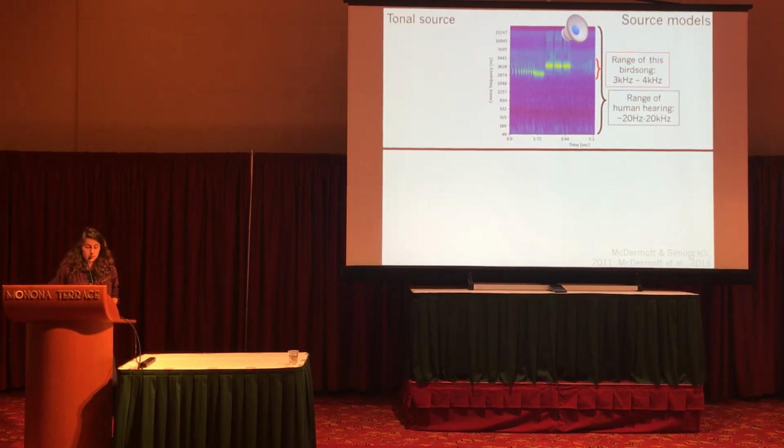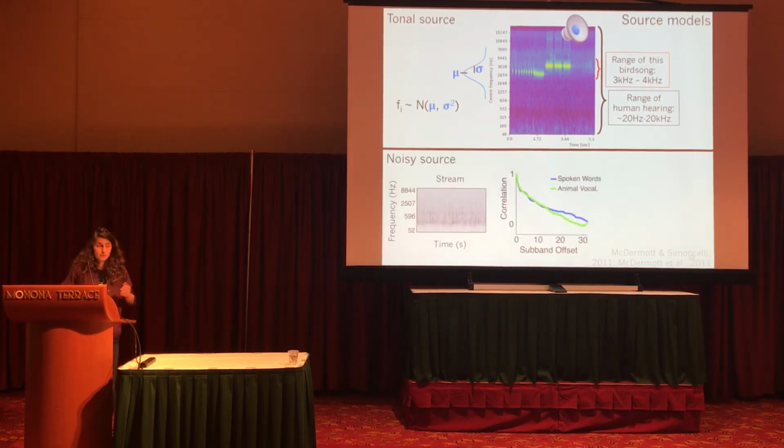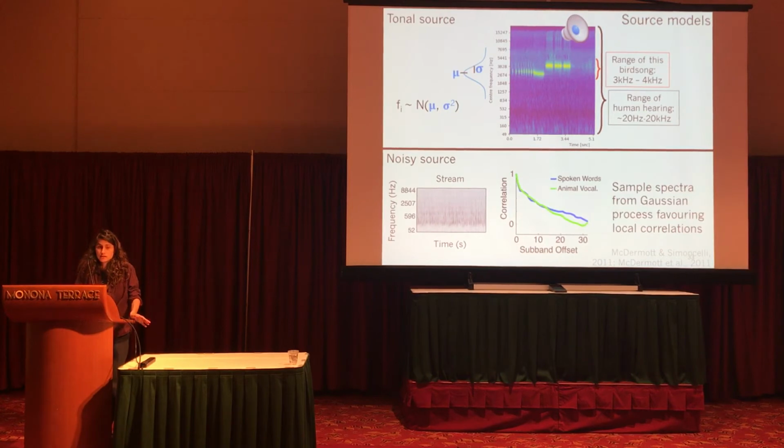For tonal sources, we simply parameterize them with a Gaussian distribution, and the frequency of each of the elements, each of those musical notes, is sampled from that Gaussian. So what you can see is that the source model for tonal sources prefers those elements to be closer together in frequency rather than further apart. And for noisy sources, we started from the observation that in natural sound, when you have noises, if you look at their frequencies that are closer together, those amplitudes tend to be more correlated than if they're further apart. And we formalize that by sampling noise spectra from a Gaussian process with an exponential kernel.